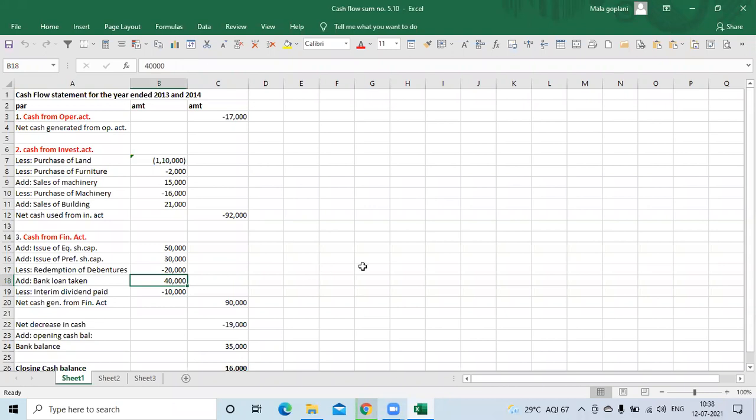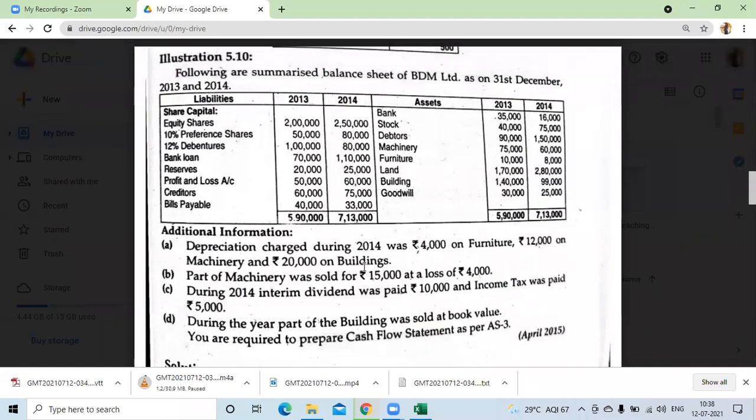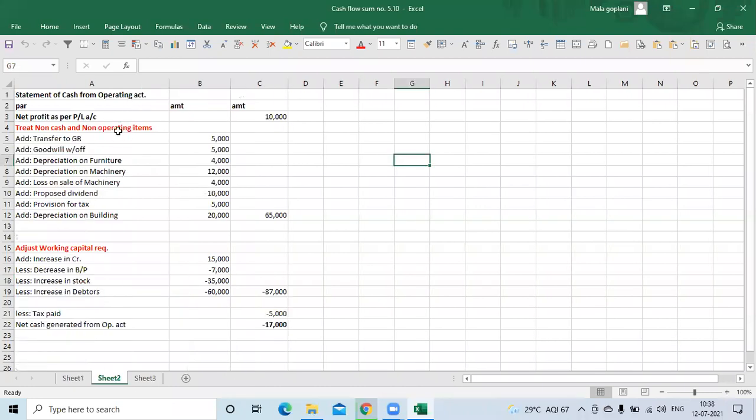Inner column without bracket. Next, reserves. Reserves means general reserves. Tell me how much it was earlier? 20,000. Now it is 25,000. So it is known as transfer to reserves. Where will it go? Operating, investing, financing? It will go in non-cash, non-trade items, because it is non-cash income, non-cash expense, non-operating income, non-operating expense.